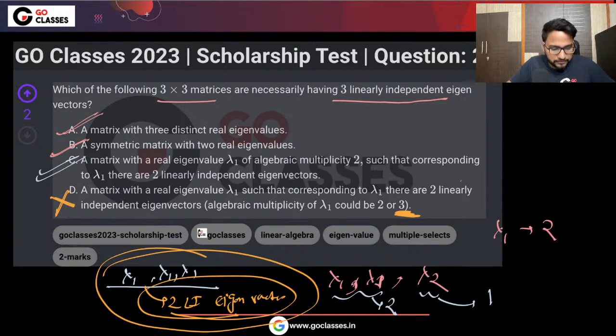Have you understood this? Let me know if there is any confusion. Okay, so A, B, C are the correct answers here. This was a nice question, I think, a little nice question.